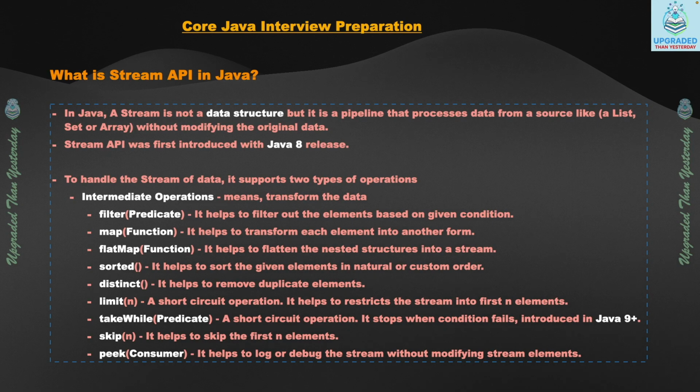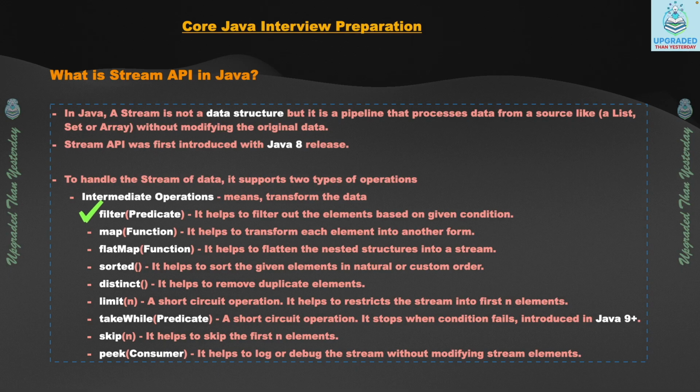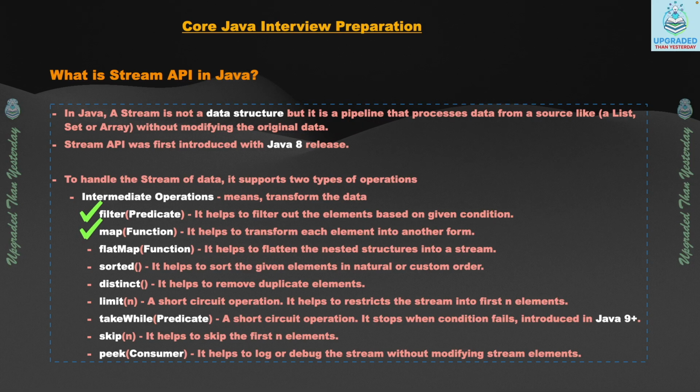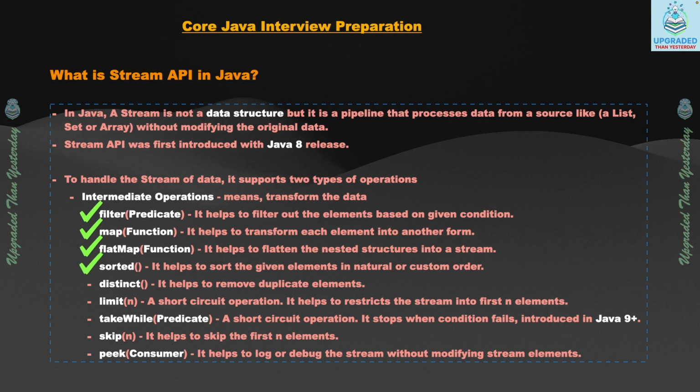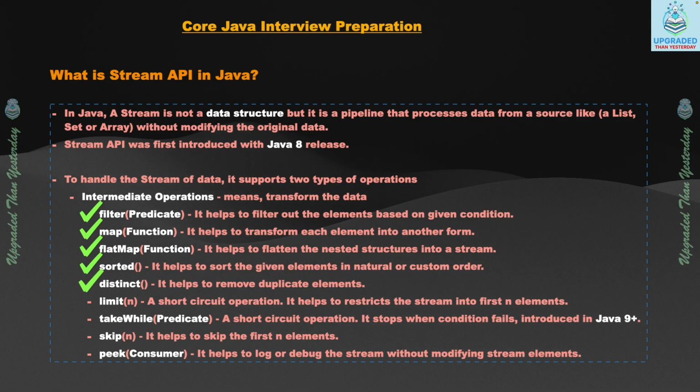Here are a few intermediate operations listed. Filter. Filter method is used to filter the elements of the stream based on the given condition. Map. Map is used to transform the elements of the stream. flatMap. flatMap is used to flatten the nested structure of the stream. Sorted. It helps to sort the given elements in natural or custom order. Distinct. It helps to remove duplicate elements from the stream.